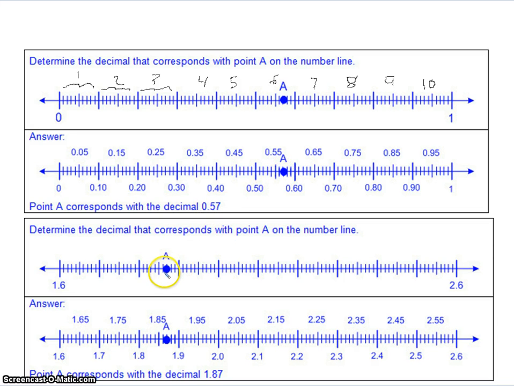Do the same thing with this one. This point A, the only difference is our starting amount is 1.6. So if each little mark is worth a hundredth, we can say there's 10 hundredths, 20 hundredths, 25 hundredths, 26, 27. Okay, so there's 27 hundredths past 1.6. So we add that to 1.6, and we get 1.87.